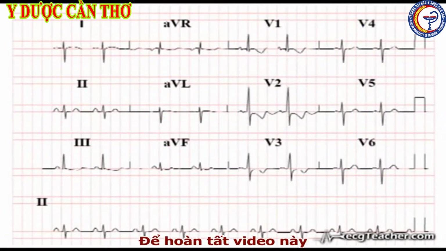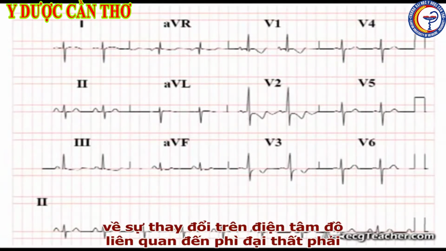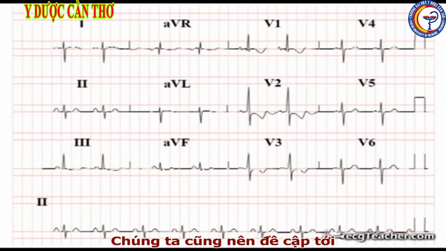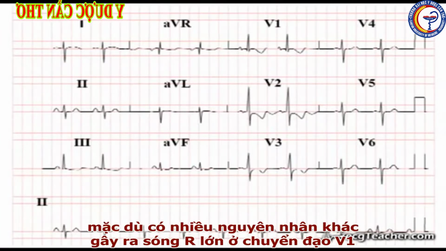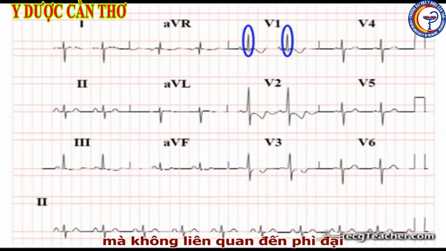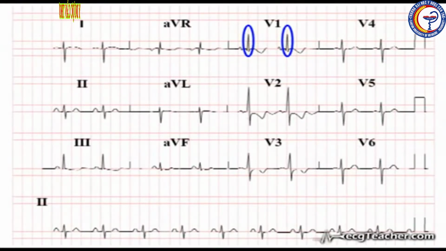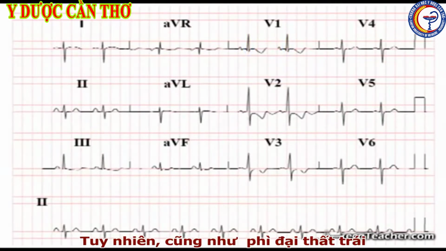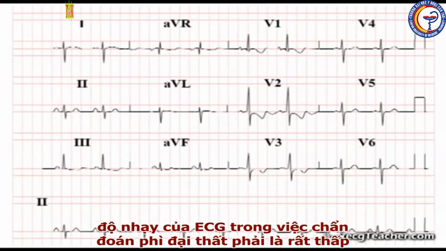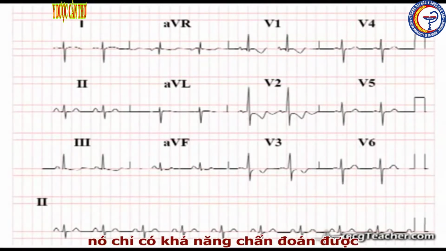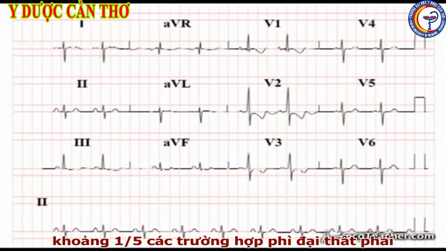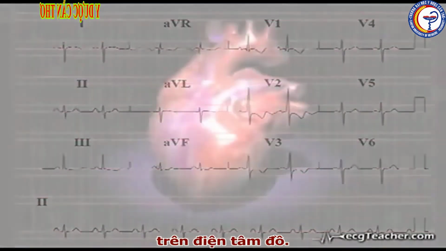To complete our brief discussion of the ECG changes associated with RVH, it is worth mentioning that although there are other causes of a dominant R wave in lead V1 unrelated to hypertrophy, the V1 R wave voltage criteria we've just applied to this ECG have reasonable specificity. However, as for LVH, the sensitivity of the ECG in the diagnosis of RVH is poor. In fact, it is only possible to diagnose about 1/5 of RVH cases from ECG changes alone.